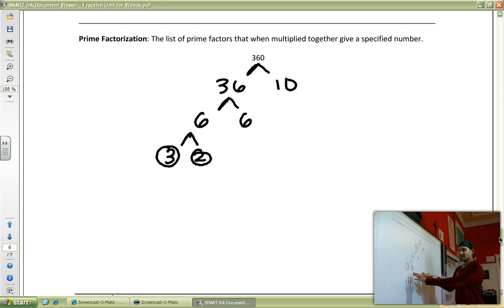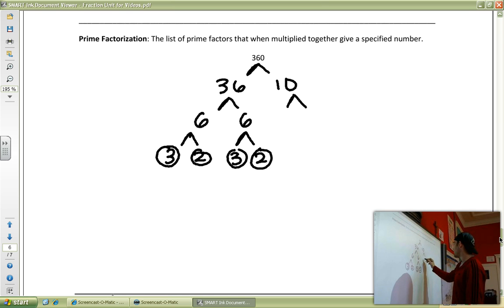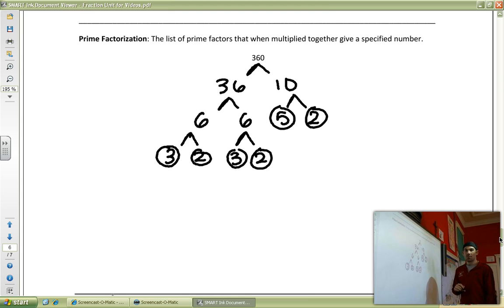And notice, I'm going to call these leaves, okay? I'm circling the leaves. It's letting me know that that branch is done growing and I can stop. That way I'll know, like here, when we get back, oh, these branches aren't done growing. I need to keep going. That 6 will be a 3 and a 2 as well. And finally, our 10 will be a 5 and a 2. Those are both prime numbers. So now we have all of them.